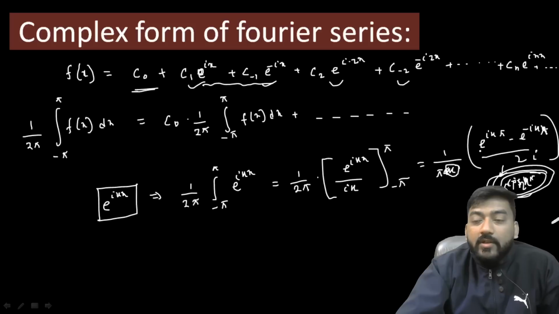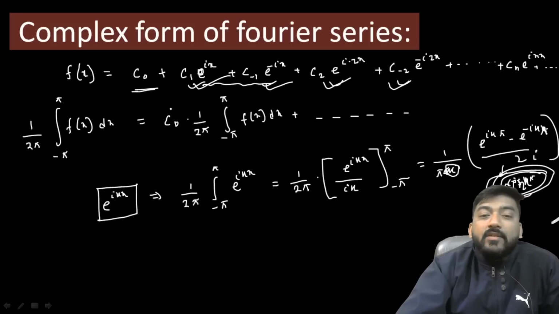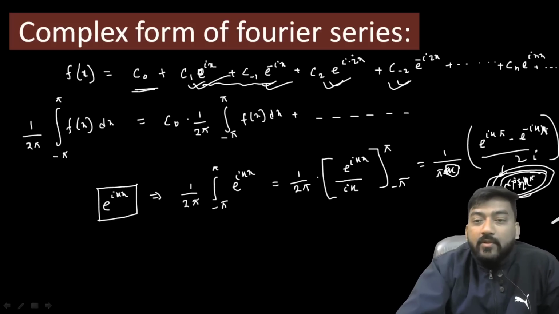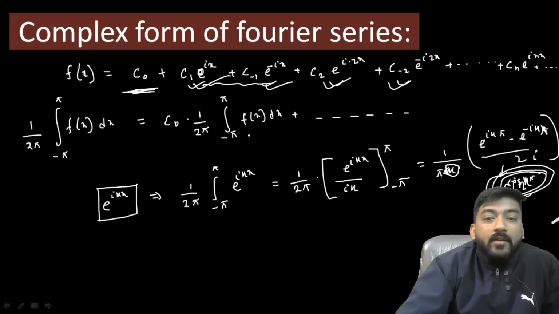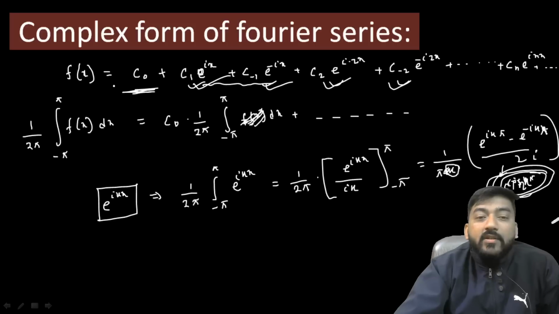So I can tell you that the average value of this function e to the power ikx will always be 0. So here in all the terms there will be e to the power ikx. So the average value of all these terms except this term will be 0. And there is no f of x here, sorry, only dx. If you multiply dx, there will be only 0 dx.